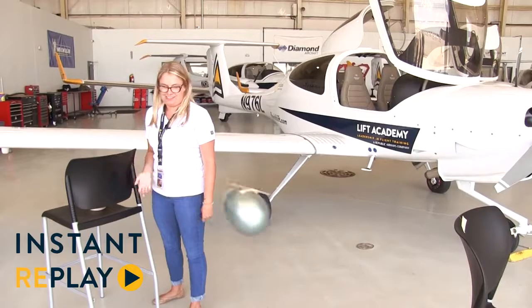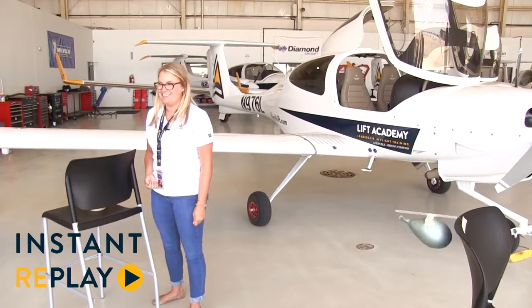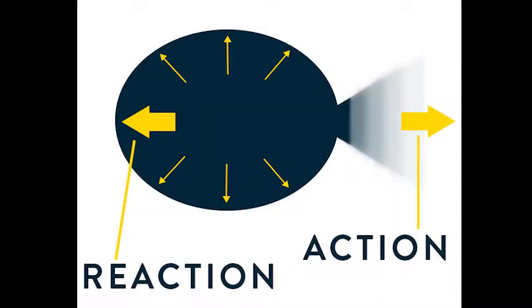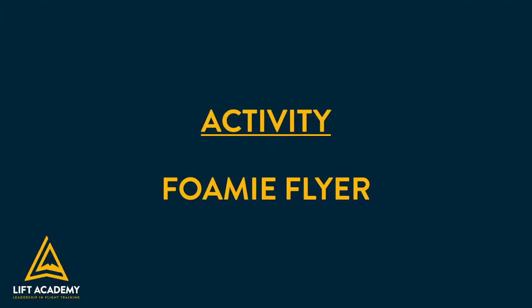So what makes the balloon fly forward? The air that is released from the balloon. Air being released from the back end of the balloon is the action. The reaction is the balloon being forced forward by the released air. What does this remind us of? Again, we see Newton's third law: for every action, there is an equal and opposite reaction. We have one more activity that you can try at home.